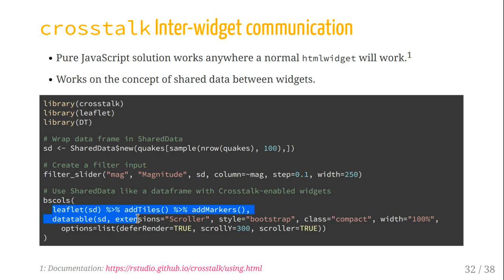Essentially, you can select something on the leaflet map and it automatically updates the data table. You select something on the data table and it automatically updates the leaflet map. Bidirectional communication between widgets without the need for Shiny. It's all JavaScript, all working in the browser.